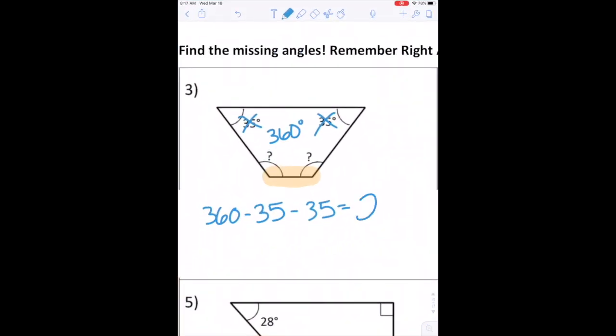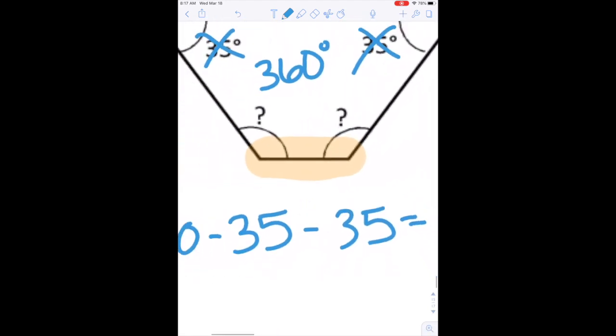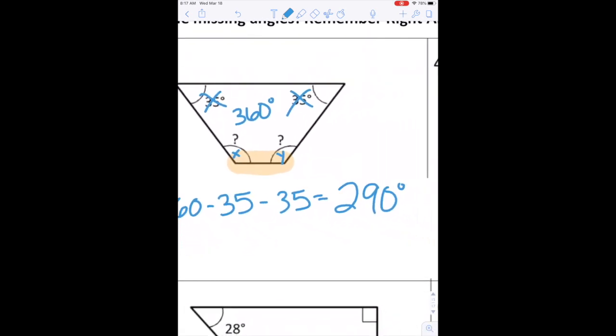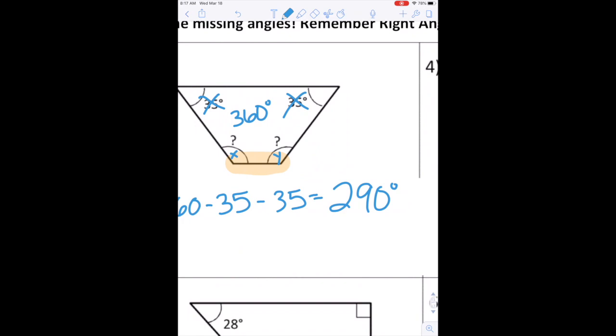So what I have left is 290 degrees. However, I have to remember that that is for 2 angles. I still have 2 angles here. So I'm going to take 290 degrees, I'm going to divide it by 2.